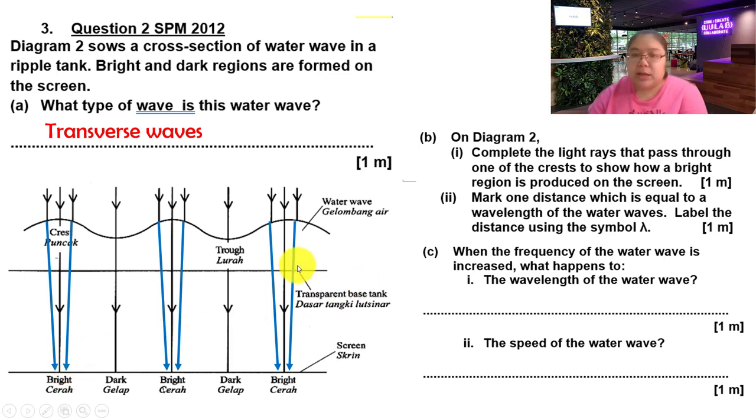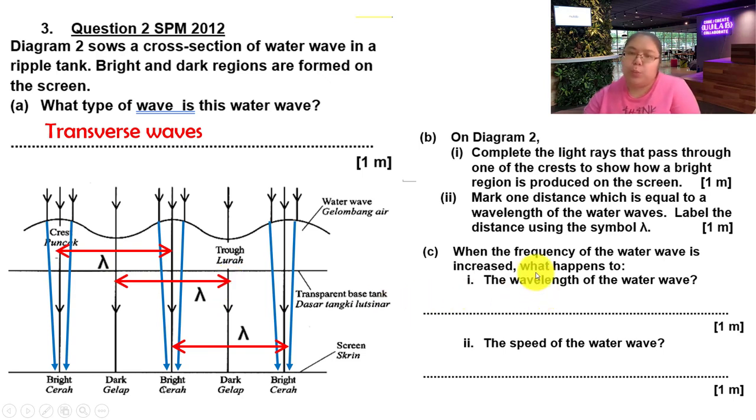Okay, then the second one, they want you to mark the distance equal to the wavelength. So the wavelength, lambda, you just mark the distance from one crest to the consecutive crest. So this one is a lambda. So we show the answer. Either one is fine, they just ask you to mark one distance. So you mark from this crest to another crest, then you label that as lambda. If you don't use the crest, you can also use the trough, from one trough to the consecutive trough. Then you label that as lambda.